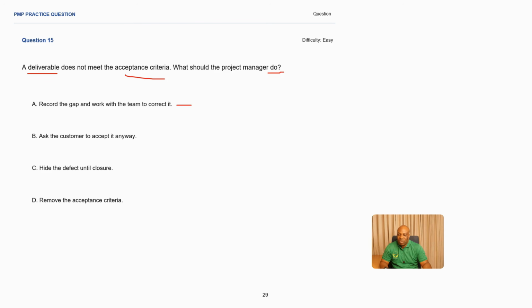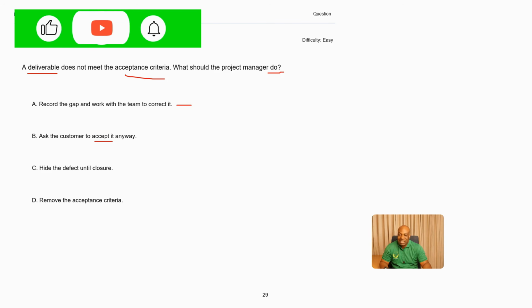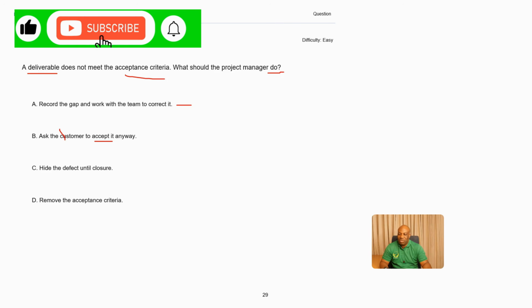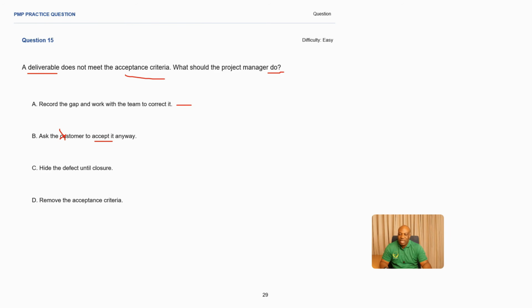Ask the customer to accept it anyway. You don't force customers to accept deliverables. You base your deliverable on acceptance criteria from the customer. So we eliminate this one straight away. All right. Hide the defect until closure. This is one of the ethics for a project manager. You should not hide anything in a project.